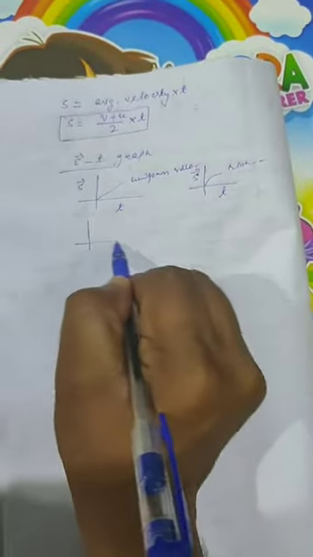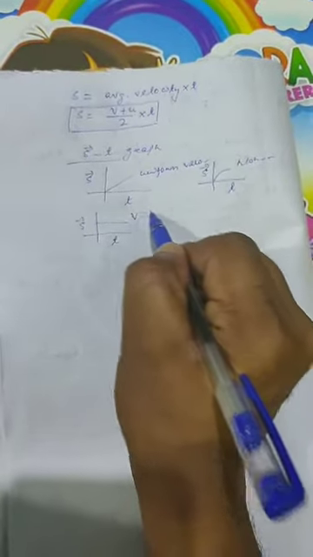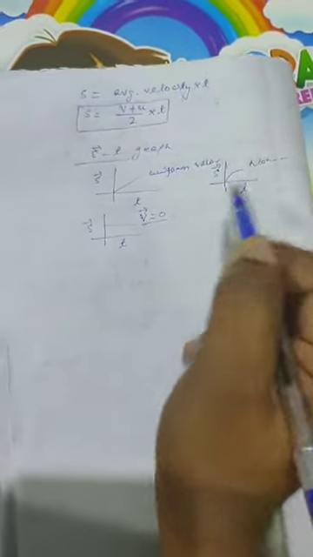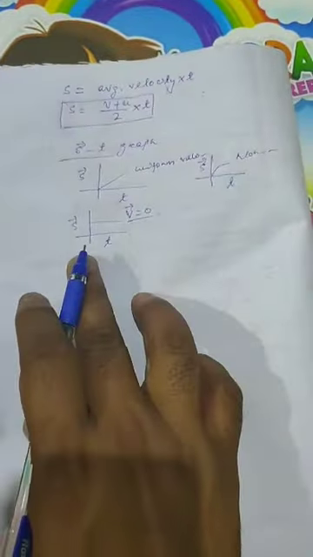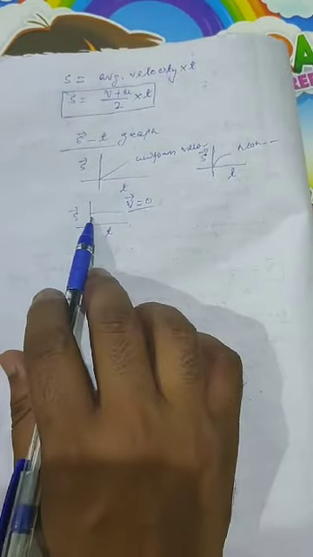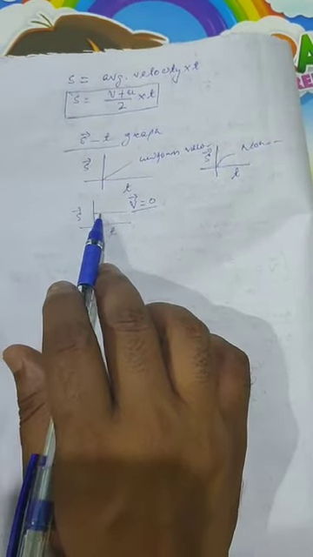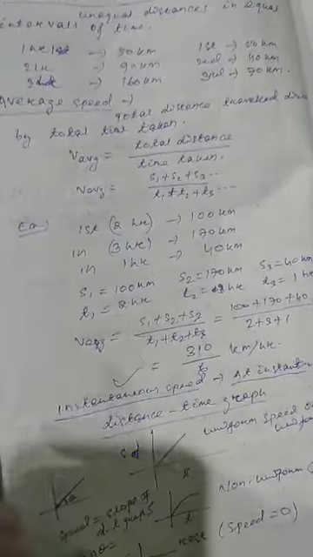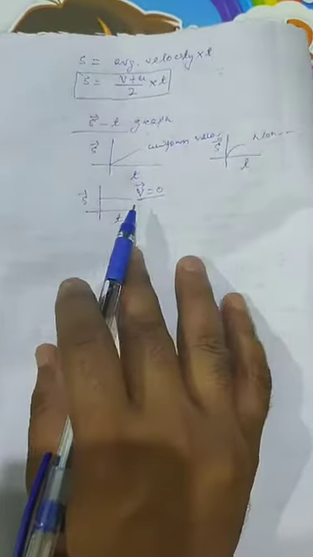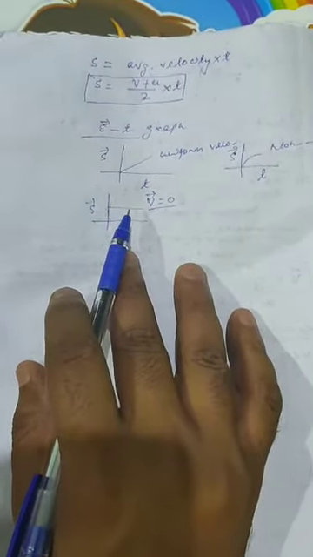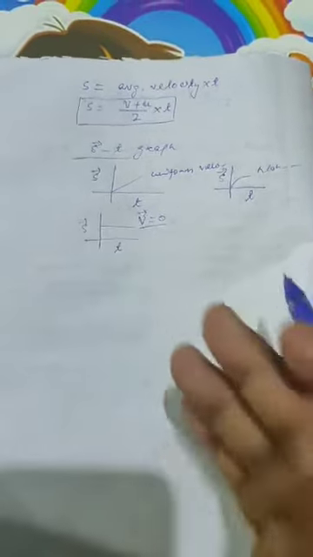Similarly, if the graph is parallel to the time axis, that means velocity is equal to zero, or constant. We can say the object is at rest. So these are the different concepts of velocity. Okay, so students, thank you and have a nice day.